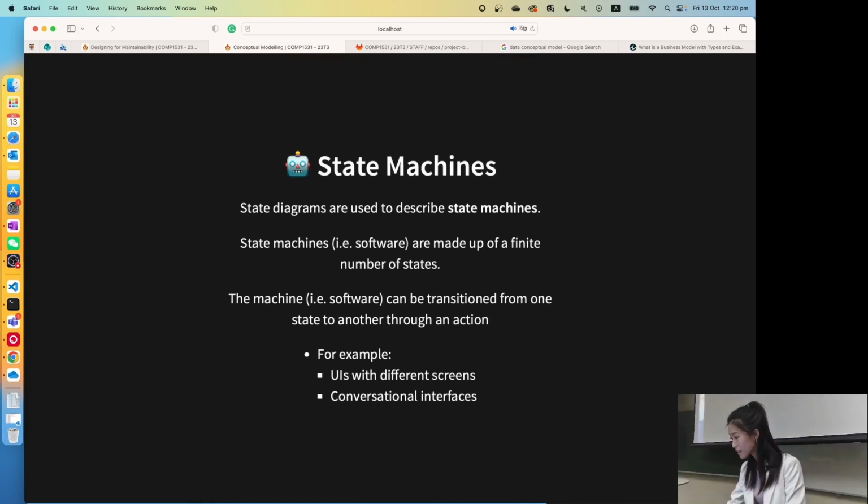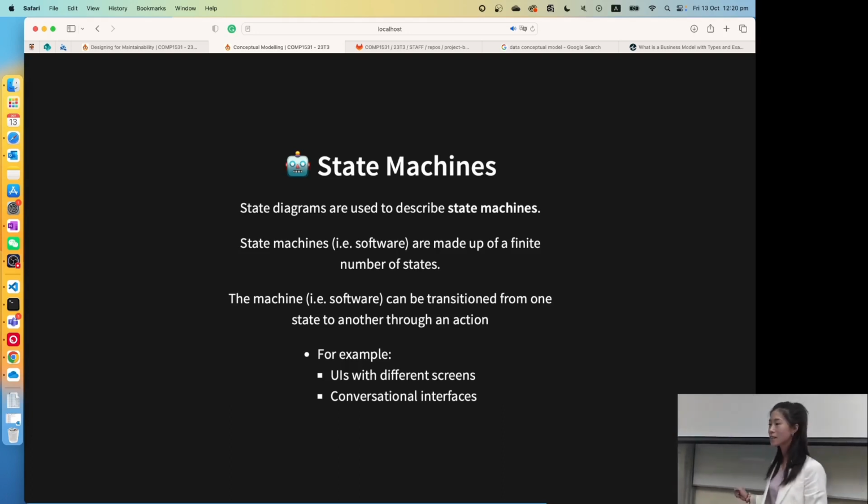Sorry, one second. So let's do a practice together. Let's draw a state diagram for a parking meter. When you want to park a car in a car park, you need to pay for it.